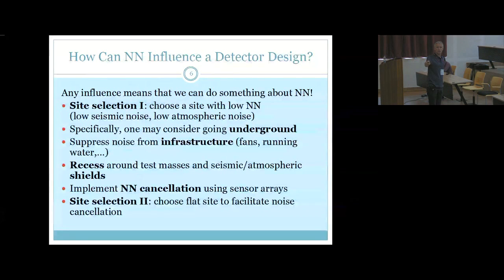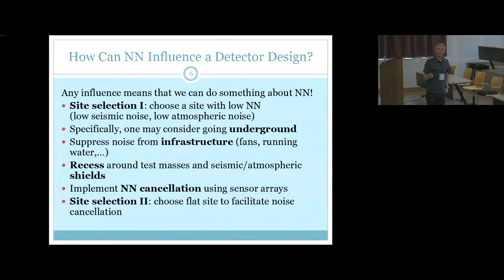You could also consider that you have infrastructure at your site that is producing seismic noise. So you can think, can we somehow suppress the seismic noise produced by this infrastructure? Ventilation fans, for example, produce dominant seismic noise in the Newtonian noise band at the LIGO sites, at least at some of the stations. We know this for sure. So you may wonder, can we build these ventilation fans at greater distances from the test masses, and thereby lower seismic noise and therefore Newtonian noise?